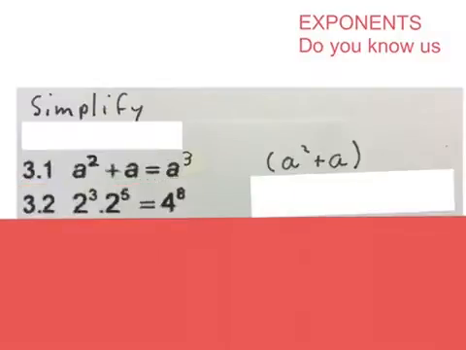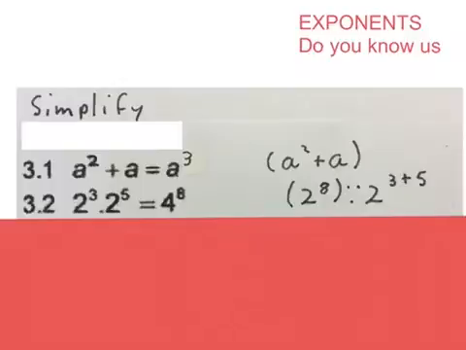The next one says 2 to the power of 3 times 2 to the power of 5 equals 4 to the power of 8. So what this person did is they times the 2 with the 2, which is wrong, and wrote the 4. Then they added the 3 and the 5, which is 8. The law says that if the bases are the same and you times, you write the base down once and you add the exponents. So this is how you should have done it. And then the final answer is 2 to the power of 8.